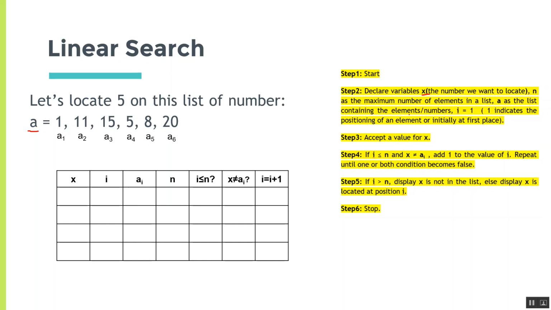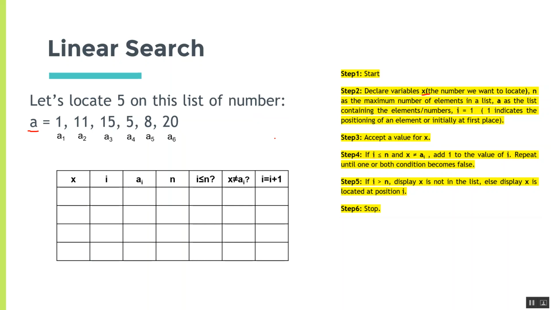Then n is the maximum number of elements in a list. So what is the value of n? How many elements do we have on list A? We just need to count this now: 1, 2, 3, 4, 5, 6. So n is equal to 6. Next, letter i is equal to 1, which indicates the position of an element, initially at first place.